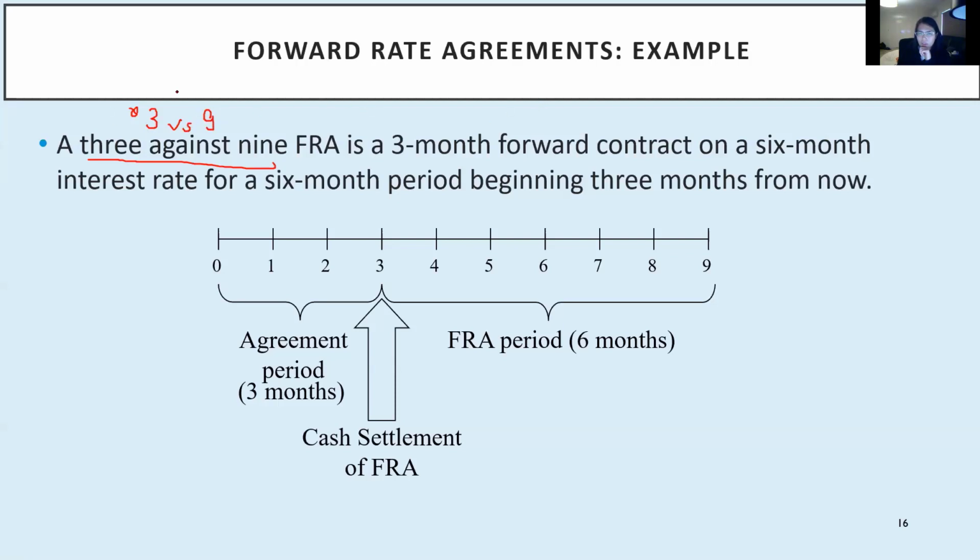So if this is a 3 versus 9 FRA, what it tells me is that the contract is going to be settled in 3 months' time. And the loan horizon that I'm looking at is a 6-month loan horizon from month 3 to month 9, okay? So this is a 3-month forward contract on a 6-month interest rate, for a 6-month period, beginning 3 months from now. So 3 versus 9 means 3 is the start, when I calculate my loan interest, and 9 is the end, when the loan matures, okay?